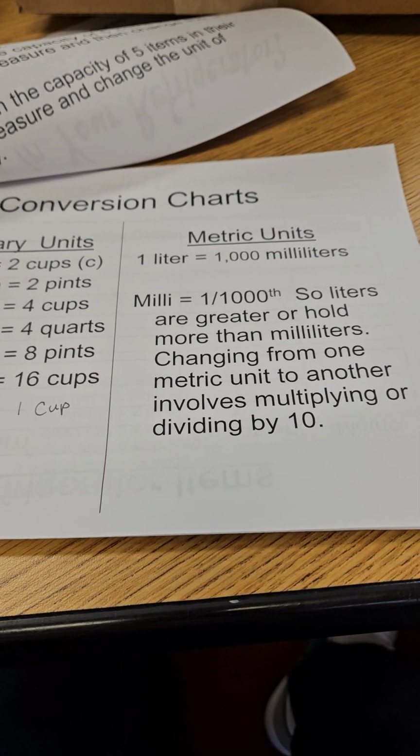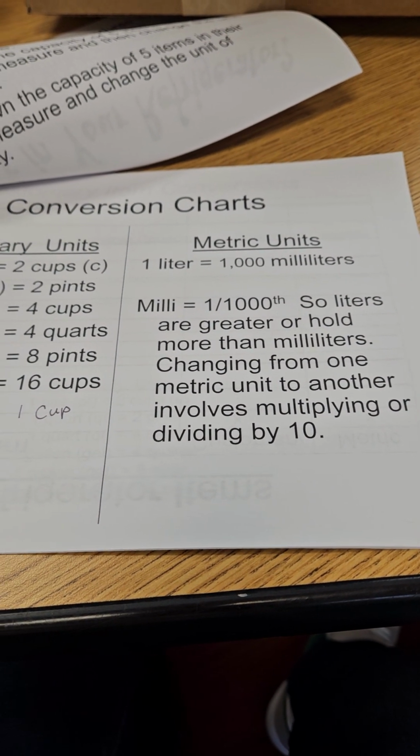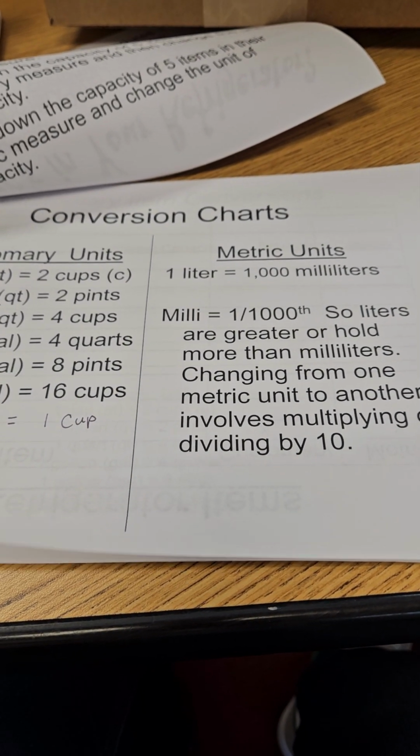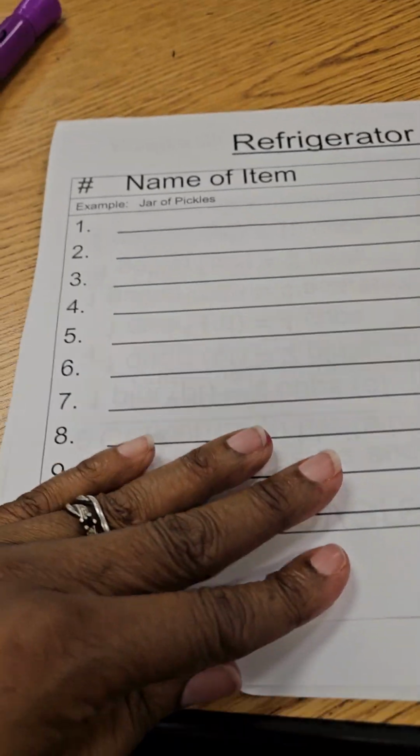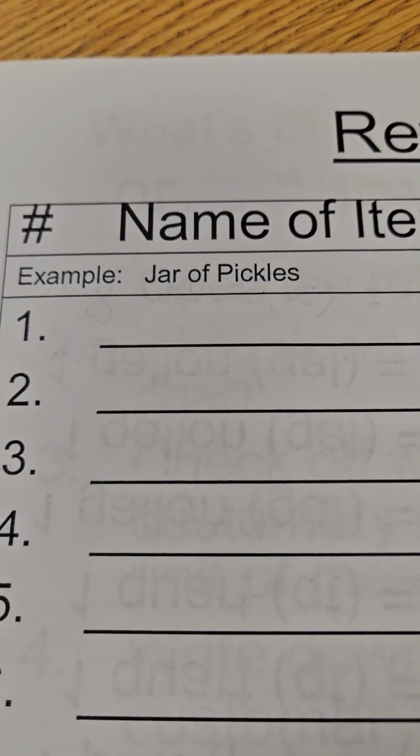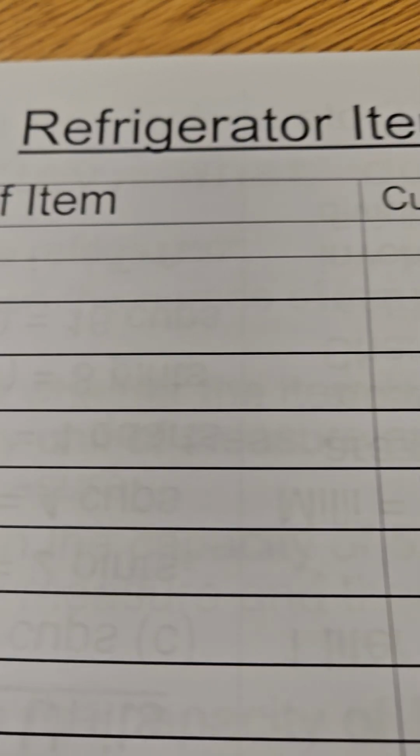All right, and then these are your metric units. Remember, we're talking about capacity. All right, so what do you do? Refrigerator items. You have everything that you need here. Name of the item. Here's an example: jar pickles. Then you're going to come over here. You're going to tell if it's given in customary or metric. For this one, customary and metric is used.